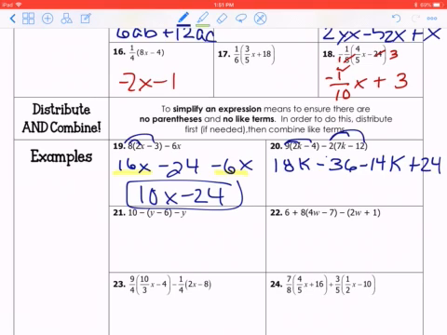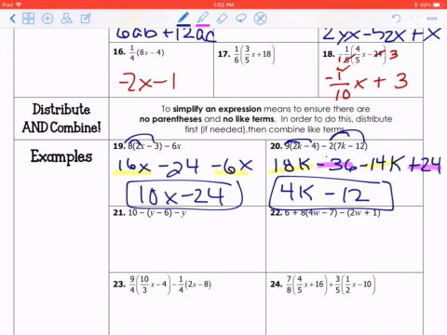Okay. Now we're going to look for our like terms. So I have 18k minus 14k. So 18 minus 14 is going to leave 4k. And then we have a minus 36 plus 24. And when you do that, that's going to leave you with a negative 12. So your answer would be 4k minus 12. Okay?